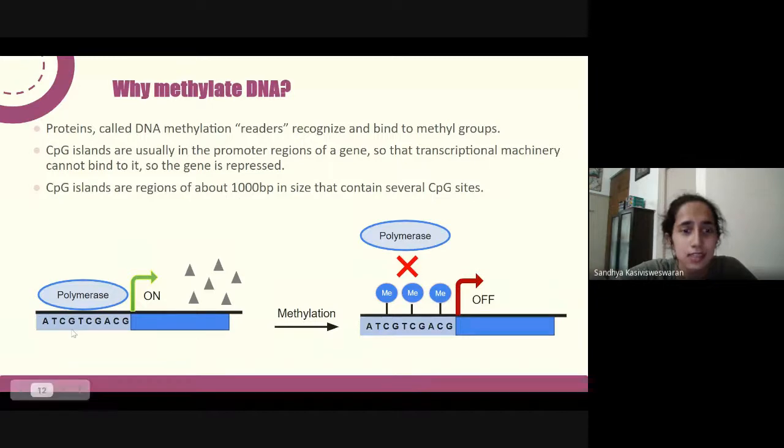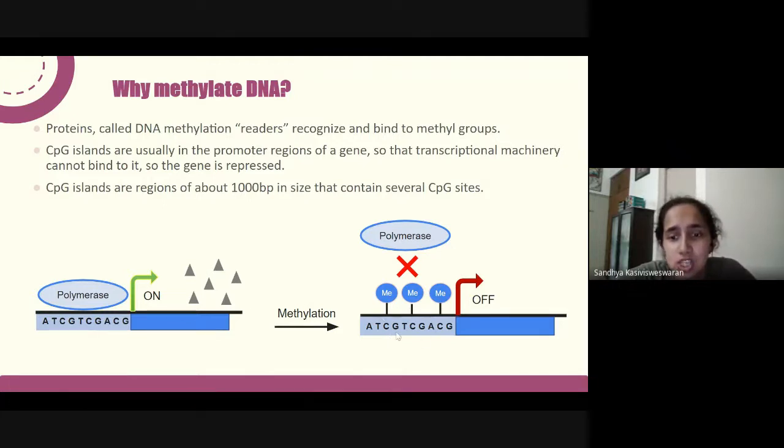This is mediated by an enzyme called a polymerase. Your polymerase comes and binds to this promoter sequence. So your enzyme binds directly to your promoter sequence. This ATCG that you can see here is your promoter sequence. When your polymerase binds to your promoter sequence, gene expression takes place. It's turned on.